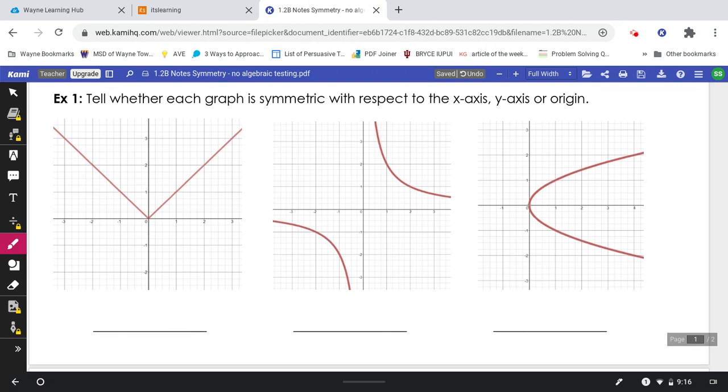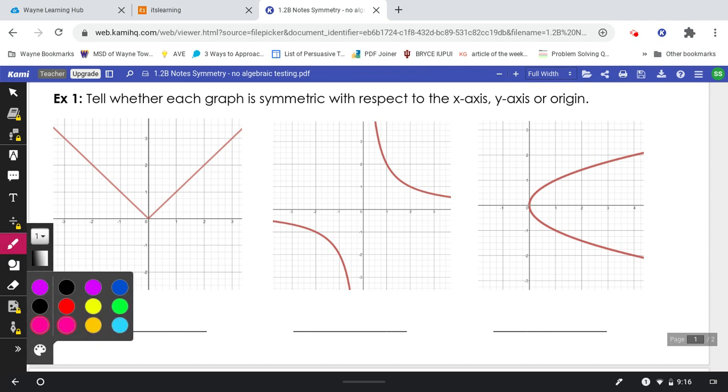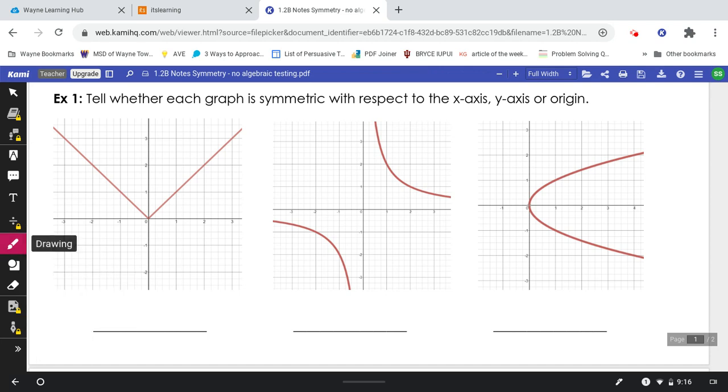Tell whether each graph is symmetric with respect to the x-axis, y-axis, or origin. So we're pretty much just trying to figure out which of these is happening. Is it the same on the right and the left? Is it the same top to bottom? Or is it the same diagonally?